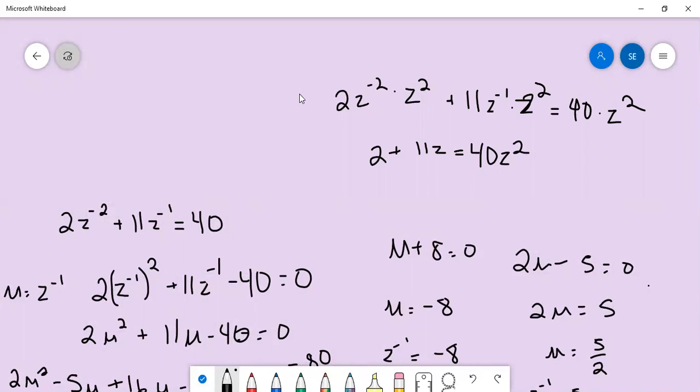So that's just another way to deal with these problems. If you work through this and then solve this quadratic equation, you get the same thing. So whichever one of those works best for you, either the u substitution or multiplying by your largest power, so if it's z to the negative 2, we're going to multiply by z to the 2 to get rid of our negative exponents. You can do that.